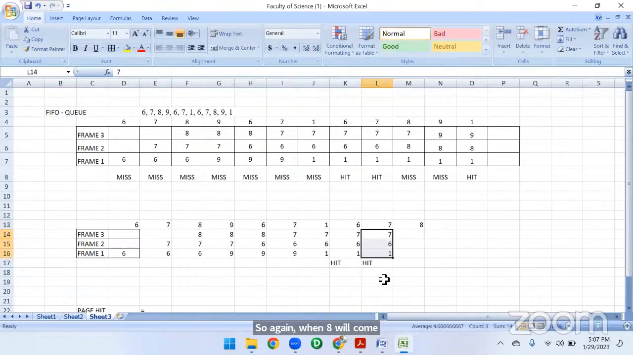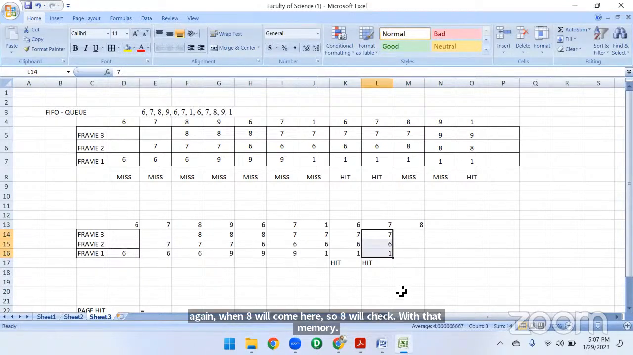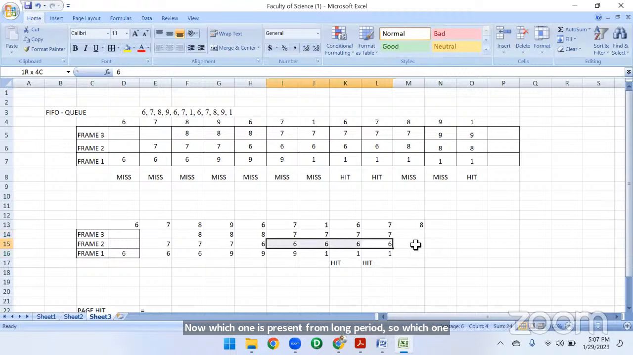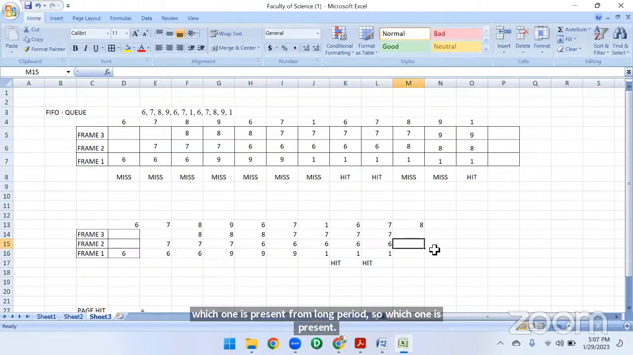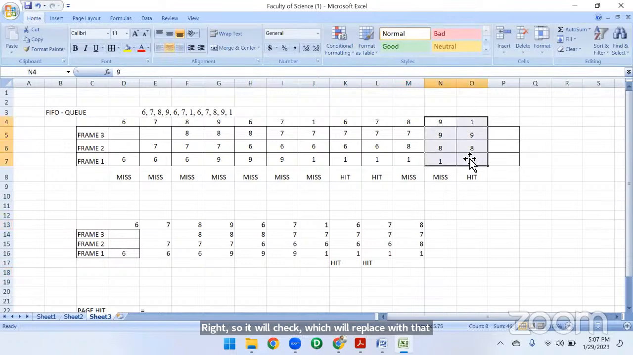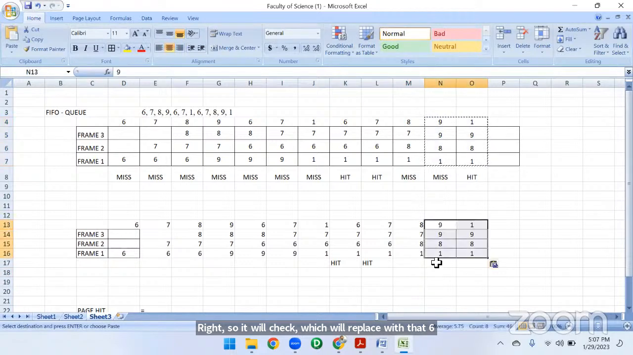8 is not available, and it is checking now which one is present from the long period. So which one is present? 7 is present from the last 4 periods, whereas 1 is present from the last 3 periods, whereas 6 is present from the last 5 periods, right? So it will replace with the 6. Okay, so again 9 and 1 also, the same thing it will follow. Okay, are you able to understand?